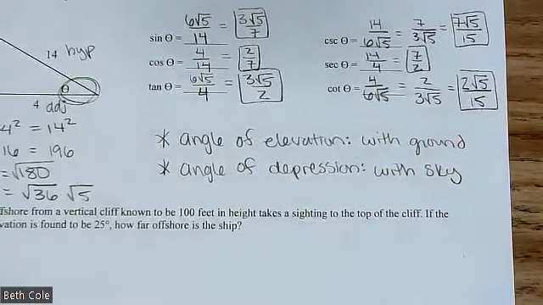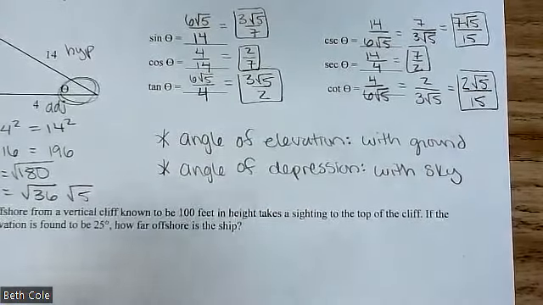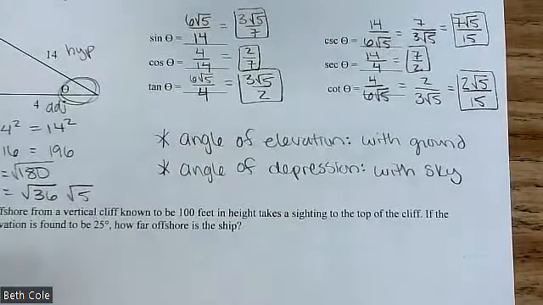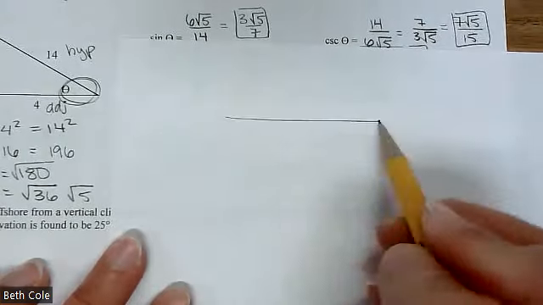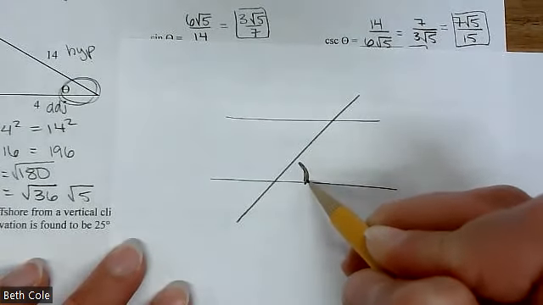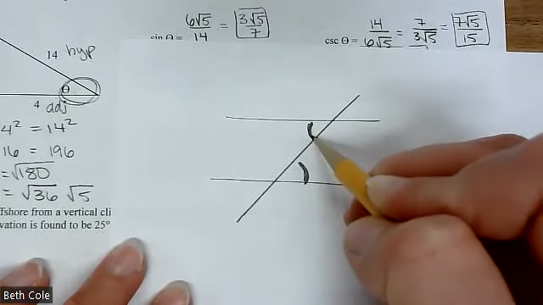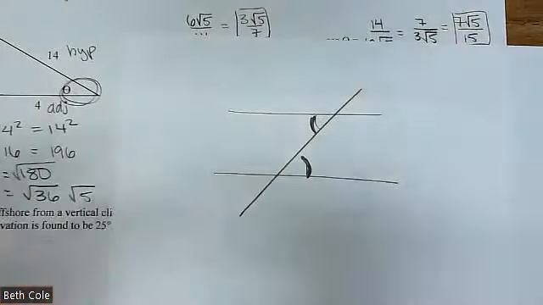But here's the thing. Since the sky and the ground are parallel, and I know that the earth is round, but in general, parallel. Can we go with that? Here's the sky. Here's the ground. This would be an angle of elevation. This would be an angle of depression. They're actually congruent. They're the same. Does anyone remember what these angles are called from geometry?